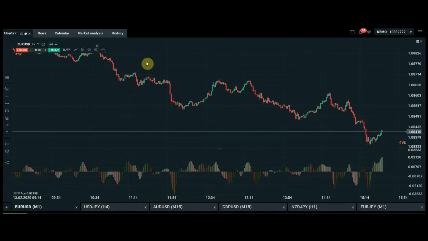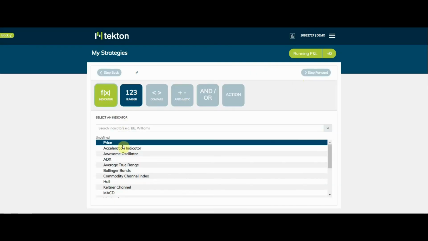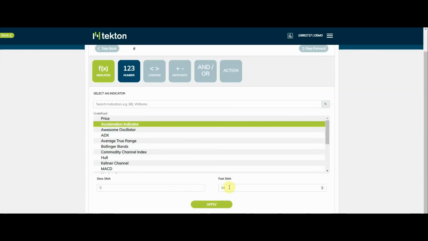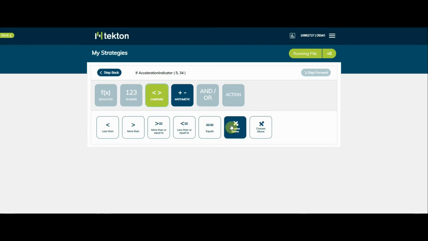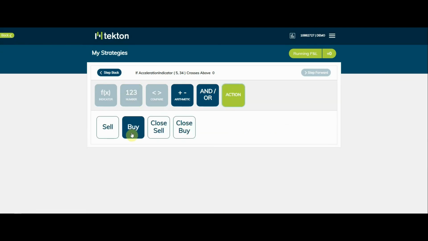Let me show you what it looks like on Tekton. Let's show you what the awesome indicators look like. So the awesome indicator and the acceleration indicator are here. Okay, it's already set for you at 5 34. You don't need to change that. Okay, and when this crosses above zero, the action can be to buy.